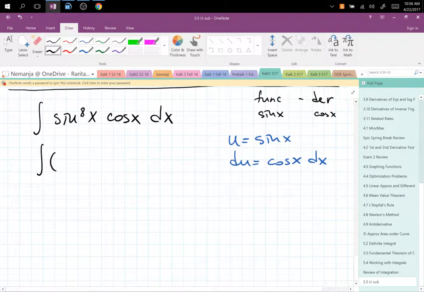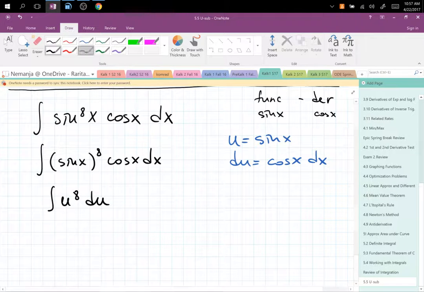So I can just write it this way. If you know your trig well, you would be able to write it this way, right? So it becomes, as you said, u to the 8. I will still underline the du part twice to make sure that you see that it's the same. So that mess goes together.